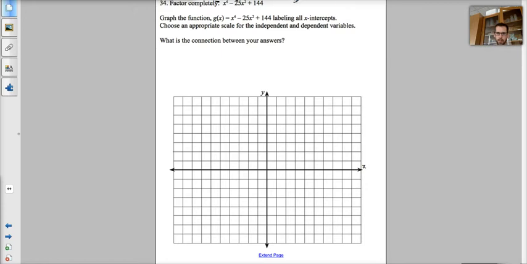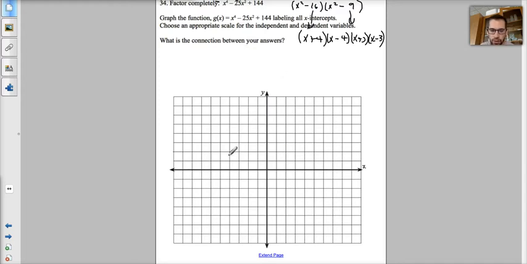So this is going to become x squared minus 16 and x squared minus 9. Yep, and then these both factor because they're both difference of squares. So this would become x plus 4, x minus 4, x plus 3, x minus 3. That factored. Graph it, labeling all x-intercepts.